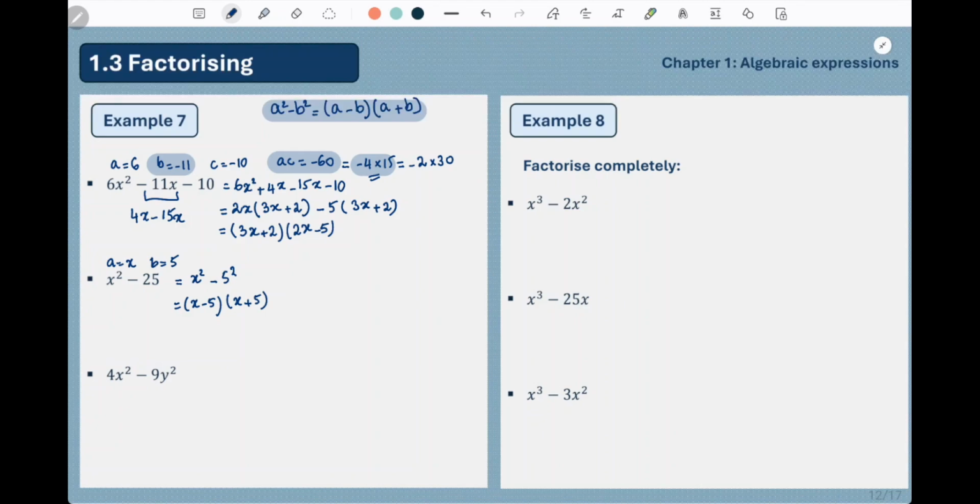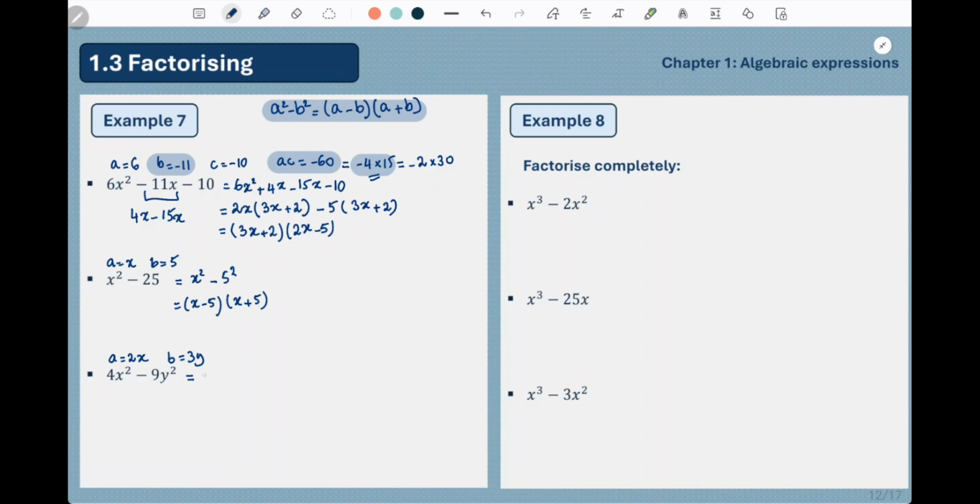So here, we're going to do the same thing, but what you can see is that 4 is a square and 9 is a square. So we can indeed use this one again. But in this case, a is 2x and b is 3y. A disclaimer: this only works when there is a minus, so a squared minus b squared. You can't use it when a squared is added to b squared. Okay? Don't make that mistake. It's a very silly one.